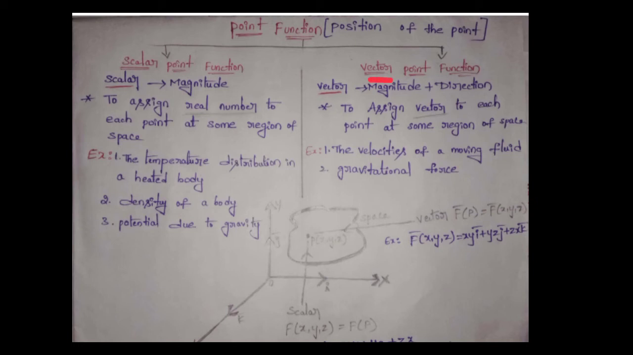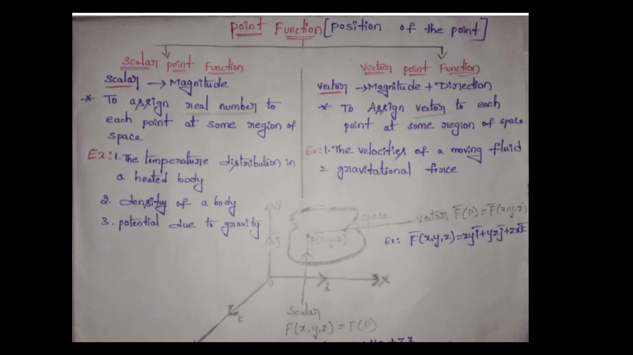Next one, vector point function. Here we assign a vector to each point in some region of space, then it is called vector point function. Scalar point function assigns a real number. Vector point function assigns a vector.